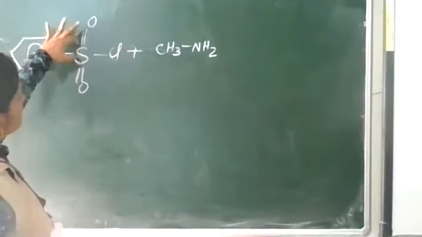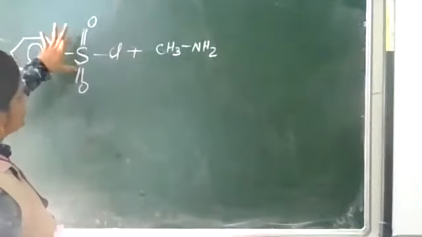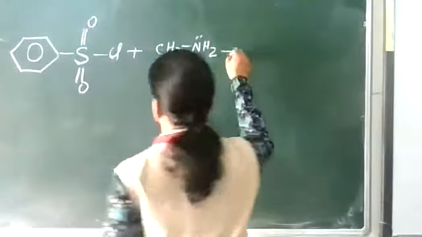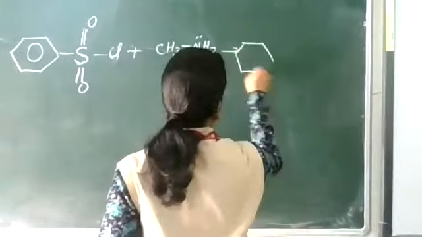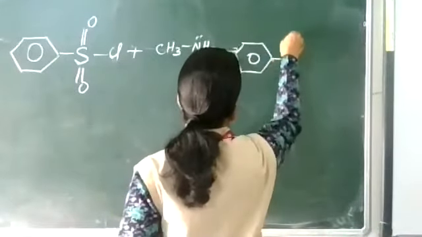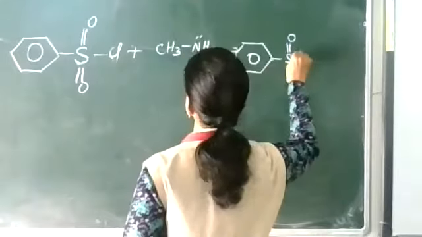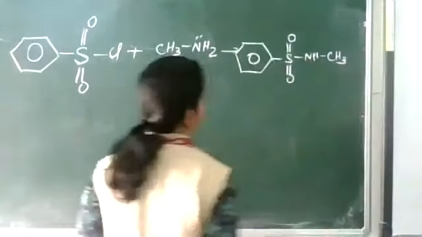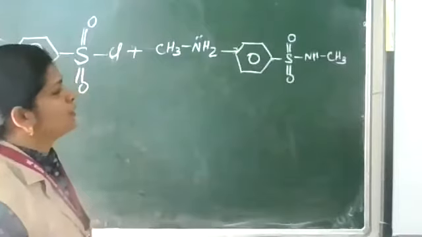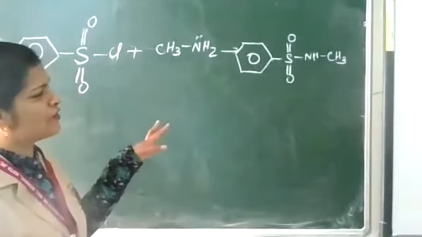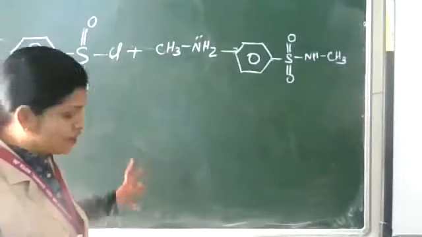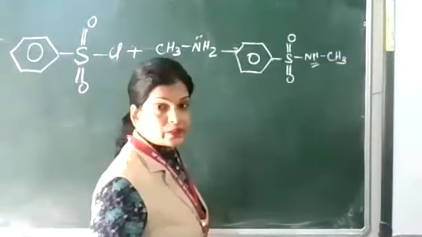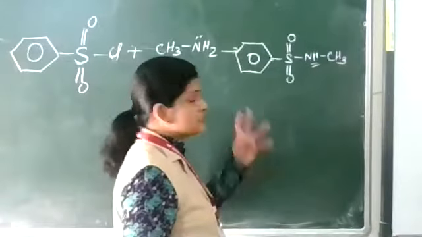This sulfur, due to the presence of two electron withdrawing oxygen groups, is highly positive. So this pair of electrons on nitrogen will attack it, and HCl is lost. You are getting a sulfonamide, N-methyl benzene sulfonamide. The speciality of that compound is that there is one hydrogen, and the entire property is based on that hydrogen.